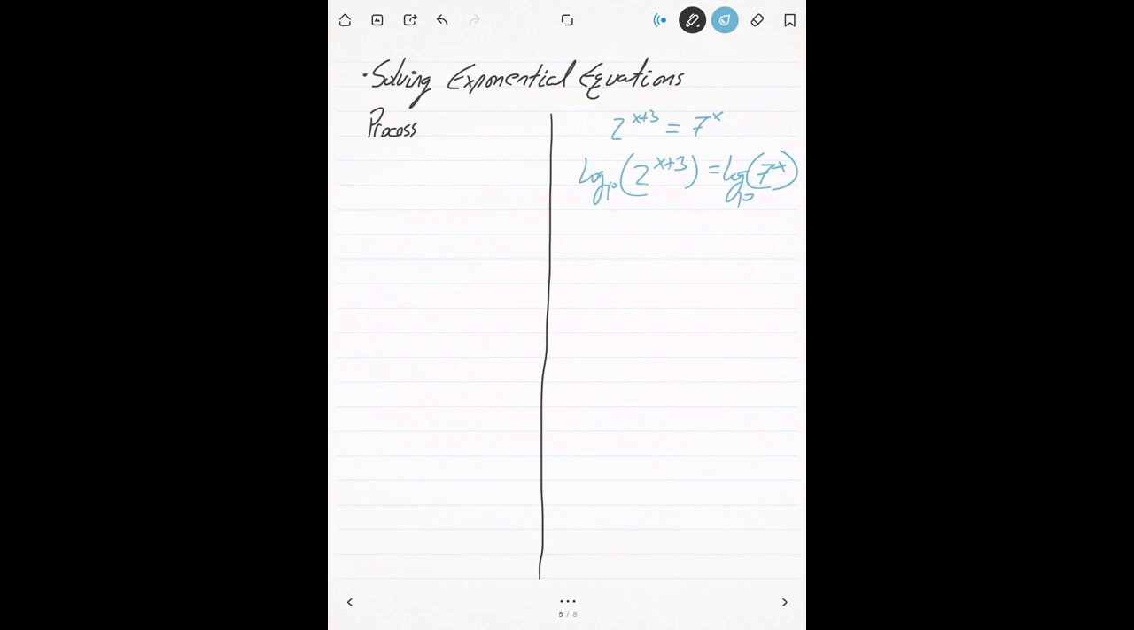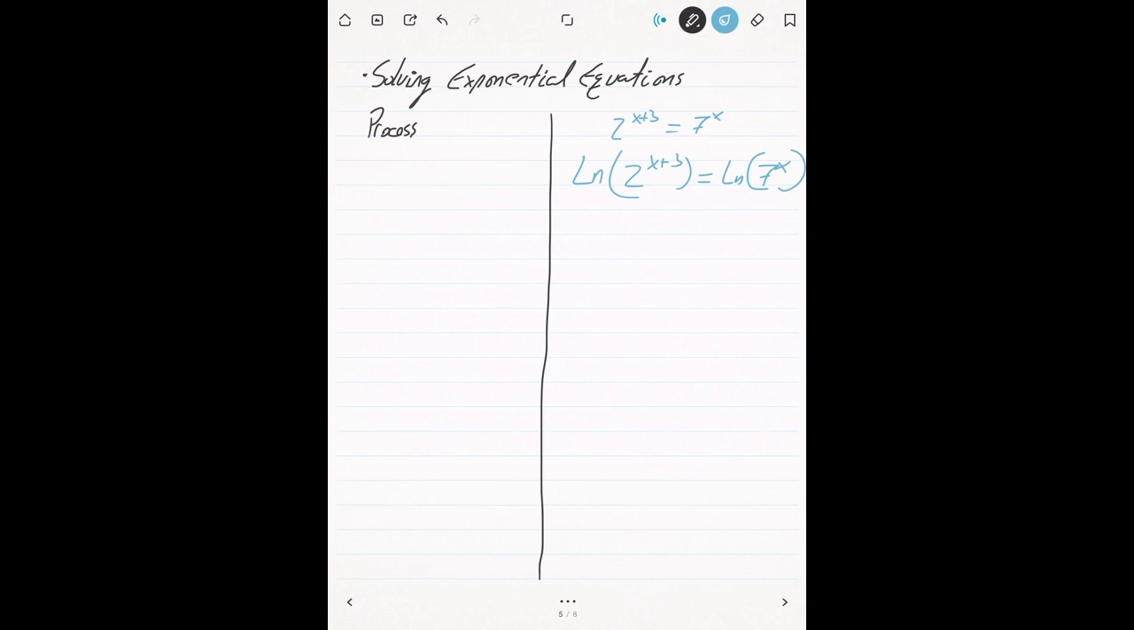Do I have to use base 10? No, actually, I could even use, just for practice sake, the natural log of both sides. That's of base e. Again, it doesn't matter, right? Pick whatever base you want. Use log base 15, whatever. It still works out.